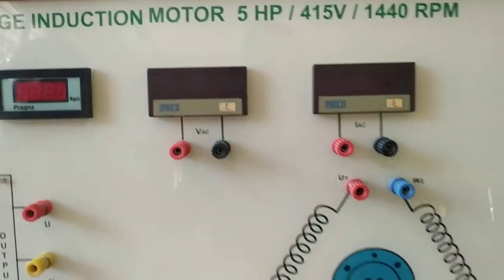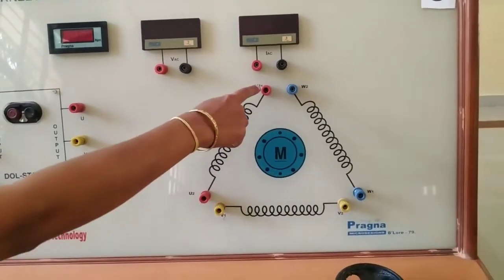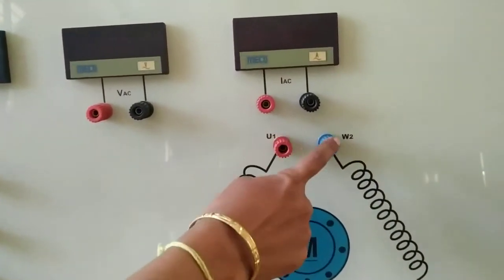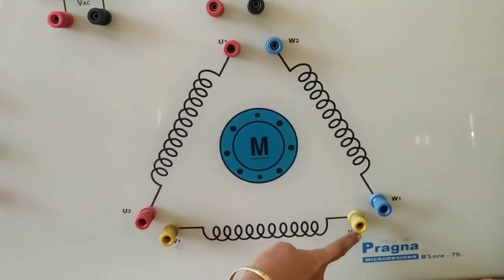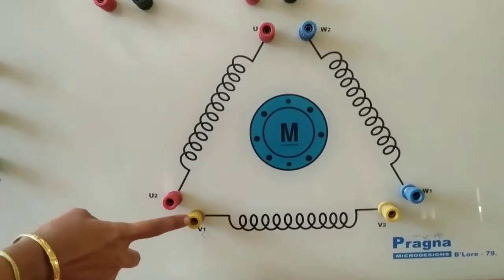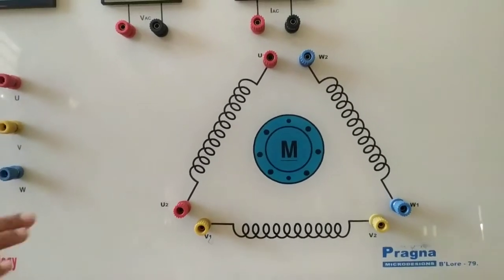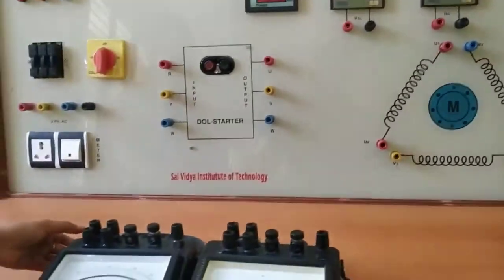And this is a part of the stator where you have to connect U1 and W2 together to form a delta. Here W1 and V2 should be connected beforehand, and V1 and U2 should be connected beforehand when you start up the experiment.